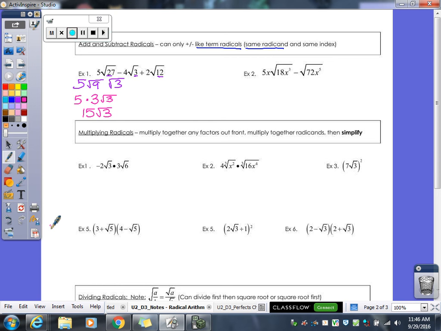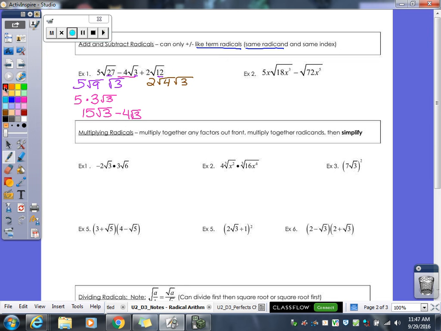Can we simplify our 4 radical 3 anymore? No, so I'm just going to bring that one down, coming after my 15, so I have 15 radical 3 minus 4 radical 3. 12, however, we can simplify that one further. So I'm going to set up my 2 and then my square root sign. What's our perfect square that goes into 12? 4 and 3.